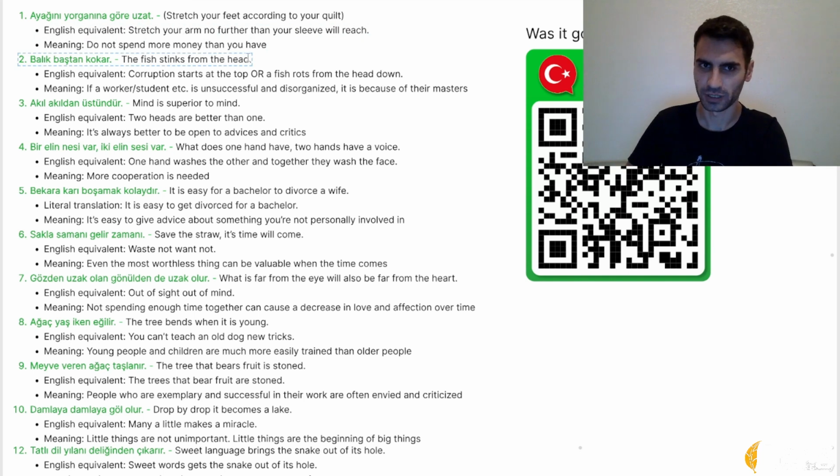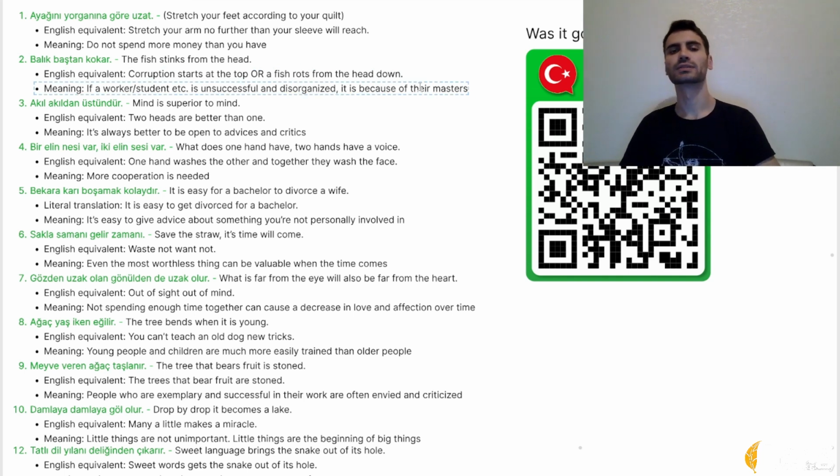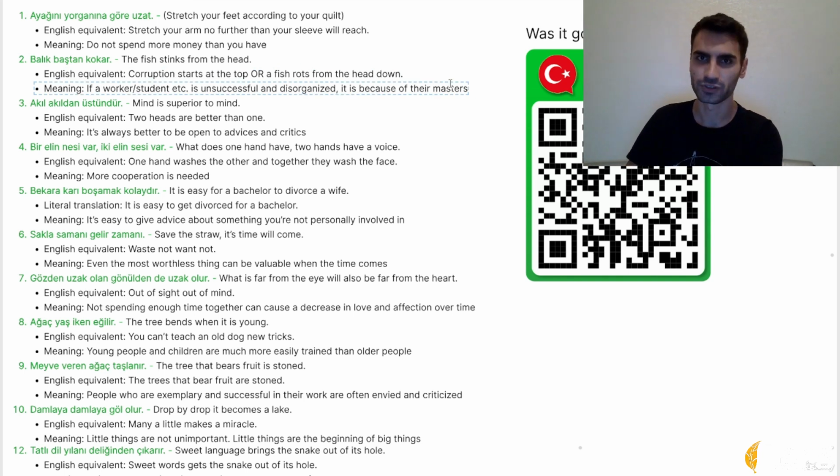Balık baştan kokar. The fish stinks from the head. Corruption starts at the top, or a fish rots from the head down. If a worker is unsuccessful and disorganized, it is because of their masters.